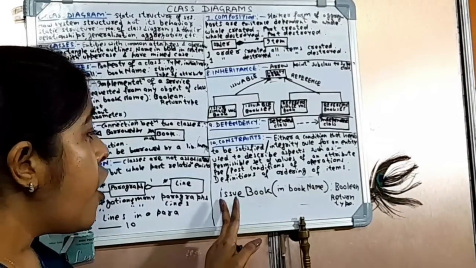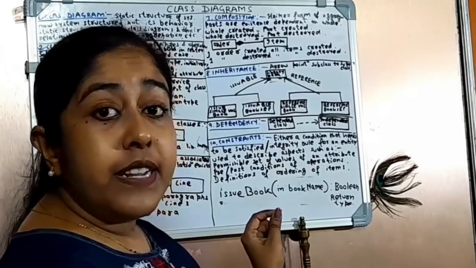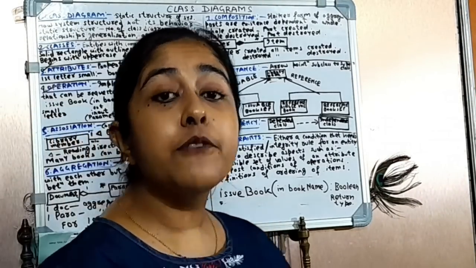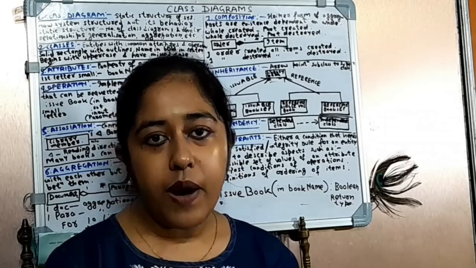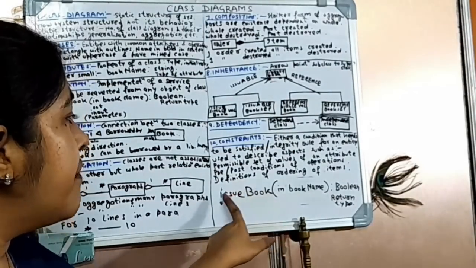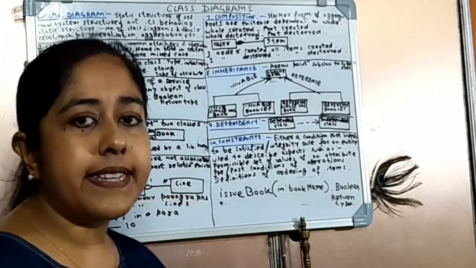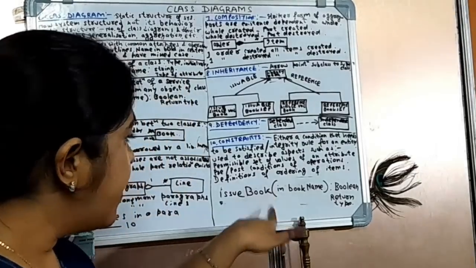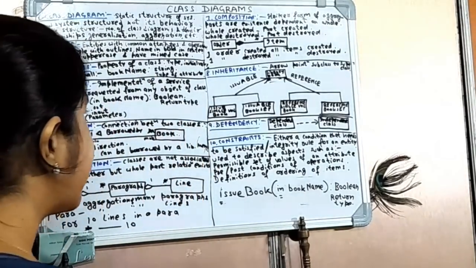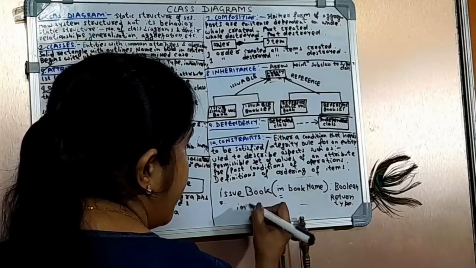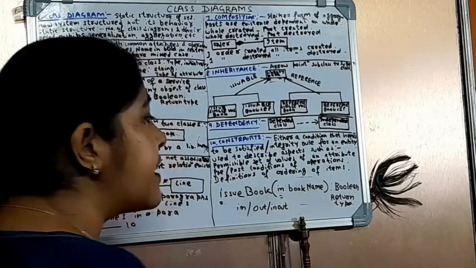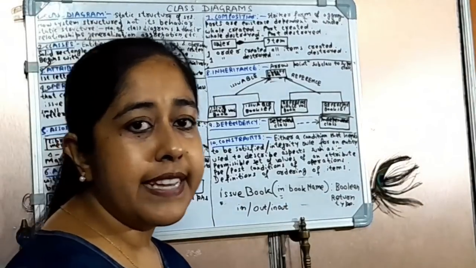What is the syntax? First I will write the name of my operation, what kind of function I am going to perform, or what kind of service I am going to deliver. What service am I going to deliver? That is issuing a book. So this whole name will start with a lowercase letter, right? Then we have to write a parameter. There can be three kinds of parameter: in, out, or in out. These are the three kinds of parameter which can be used here.